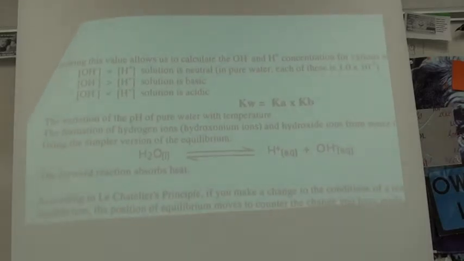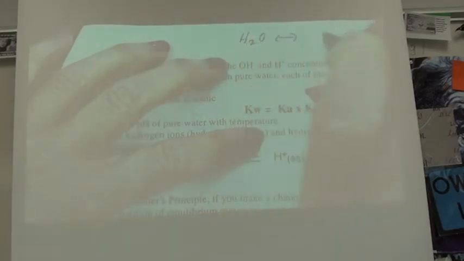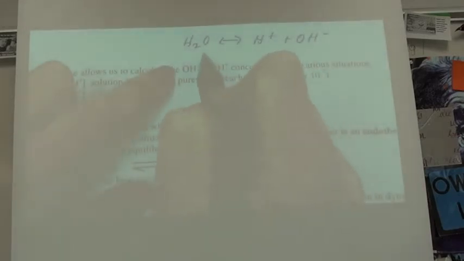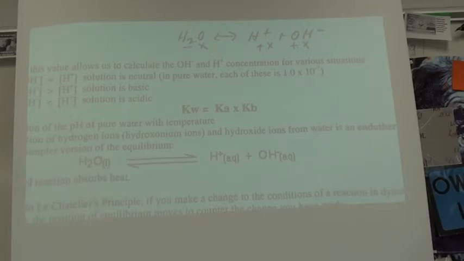Now, if I were going to write a RICE table for this, and I had this happening, for every molecule of this that dissociated, one of these would be formed and one of these would be formed, correct? That gives rise to a number of scenarios.